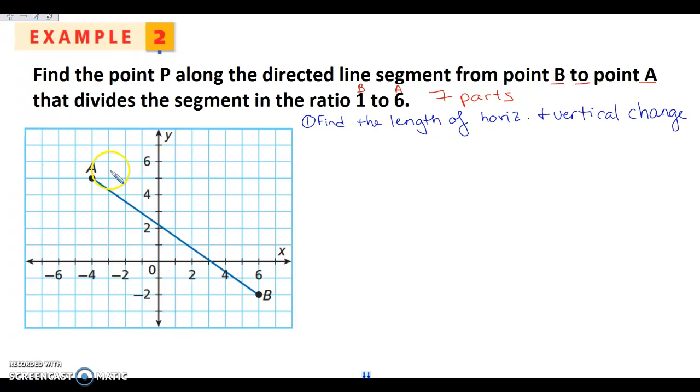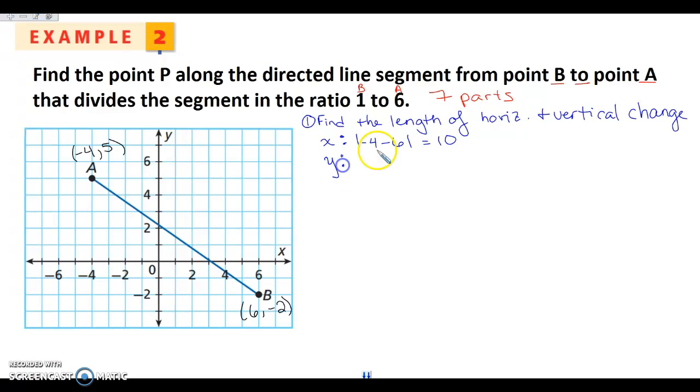So the next thing I'm going to do is go ahead and label my points. So A is going to be at the point (-4, 5), and B is going to be at the point (6, -2). So now, when we're finding this horizontal and vertical distance change, this is our absolute value. To find that horizontal change, we are looking to see, okay, from here to here, what's the difference? So it's going to be the absolute value of -4 minus 6, which is a length of 10.